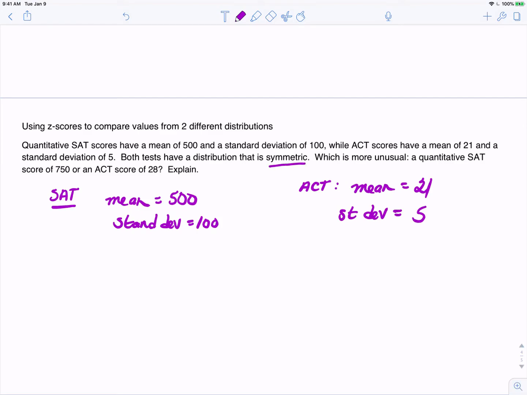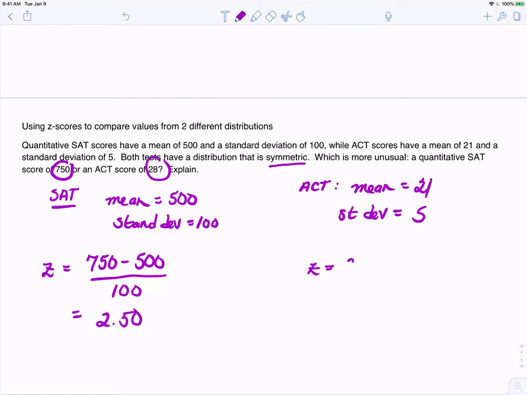Which is more unusual, a quantitative SAT score of 750? So suppose a young person gets 750 on the quantitative SAT. Let's find their z-score. Well, their z-score would be 750 minus 500 divided by 100. And if we take a moment to calculate that, that's going to be 2.50. So that's definitely an unusually high SAT quantitative score. Now let's compare that with the ACT score of 28.